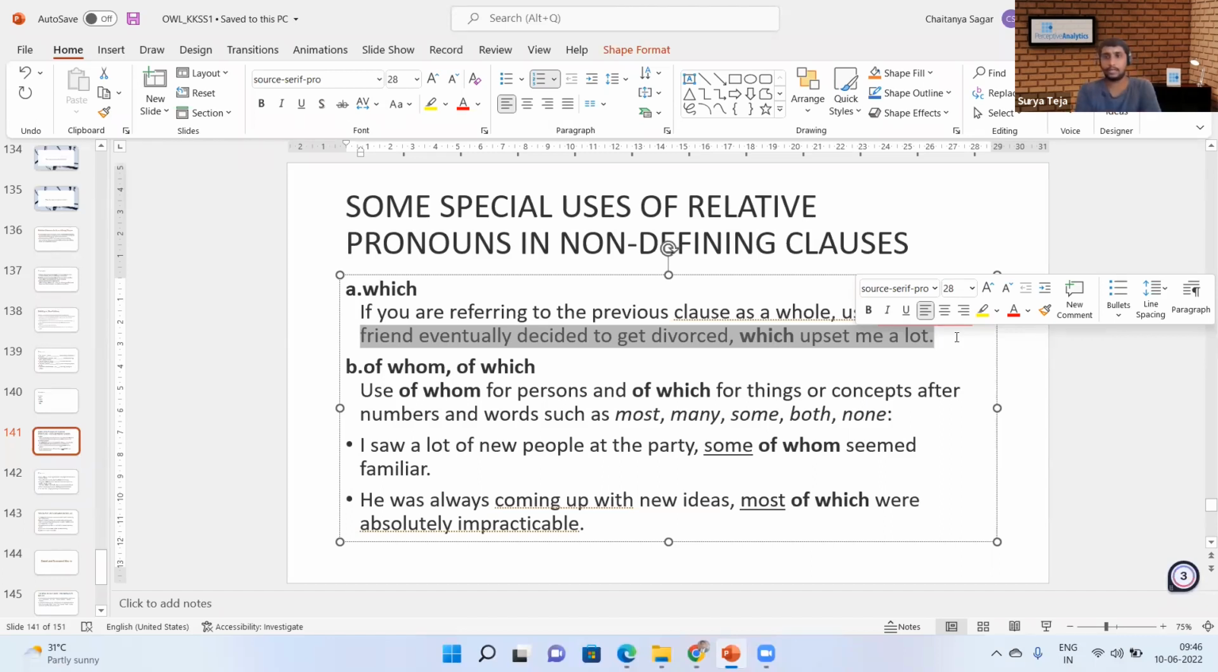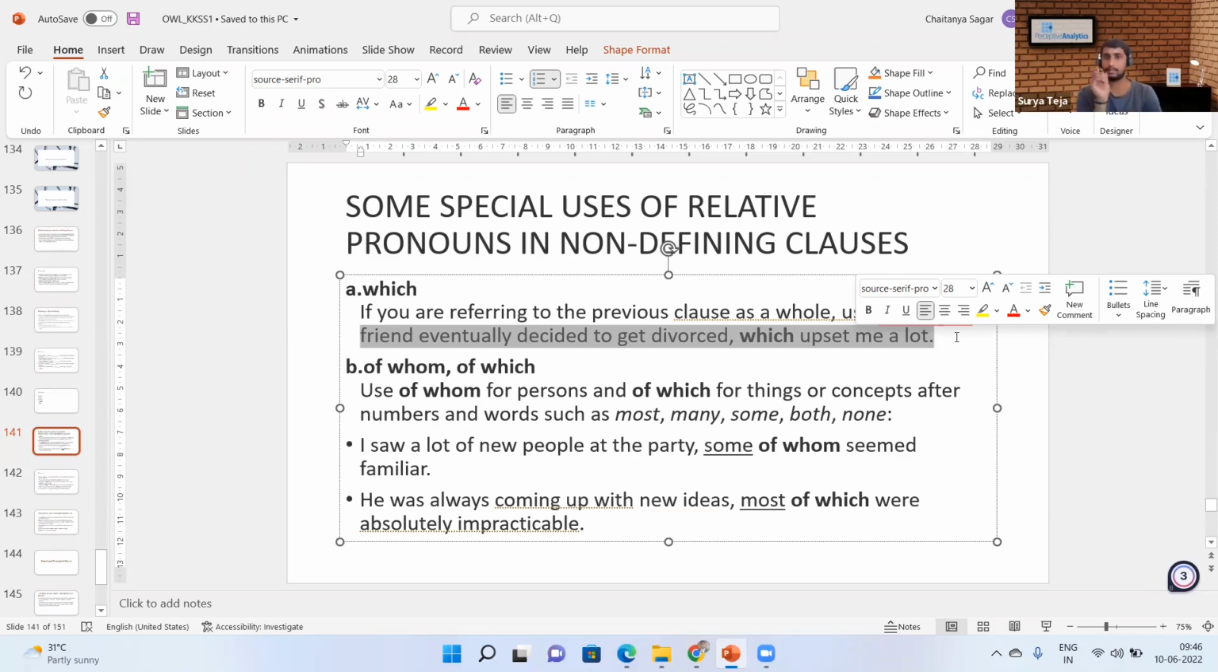What is which talking about? What is which referring to? It is not referring to the friend. It is not referring to the divorce. It is referring to the whole sentence. My friend eventually decided to get divorced. So the friend taking the divorce, this whole thing has upset me. So which is referring to the whole thing.